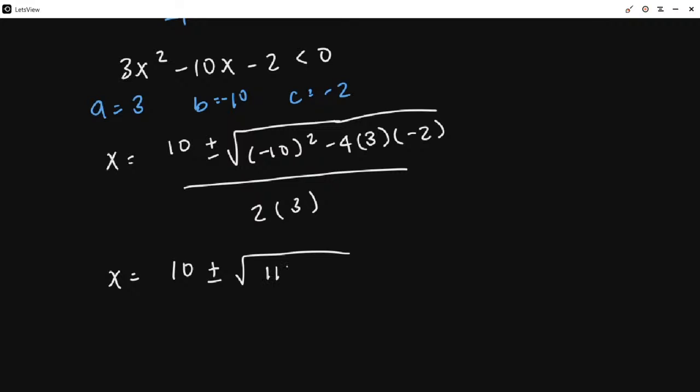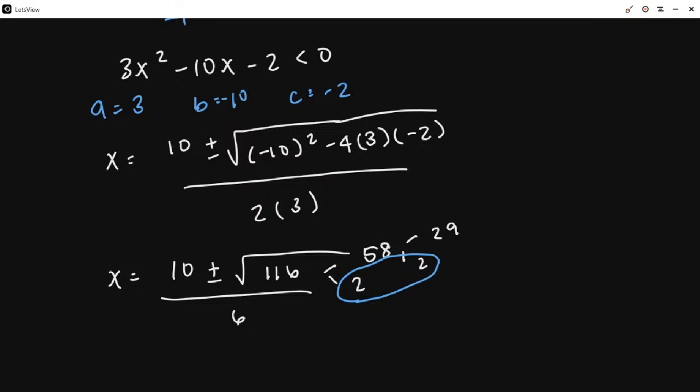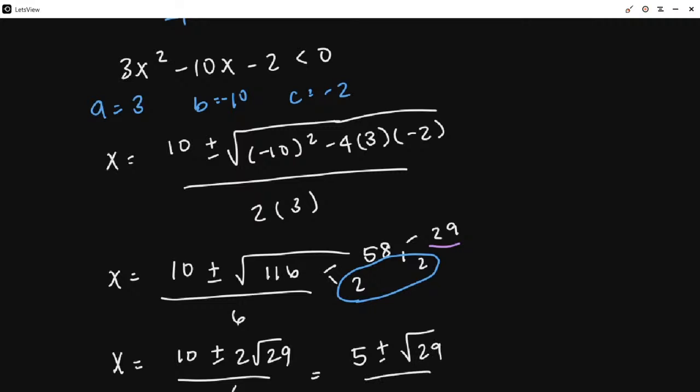Okay, so inside would be 116 over 6. And 116 would break up into 2 and 58, and 58 breaks up into 2 and 29. So we can take this out, and this would be left on the inside. So we get x equals 10 plus minus 2 rad 29 over 6, and we can simplify this to 5 plus minus rad 29 over 3.